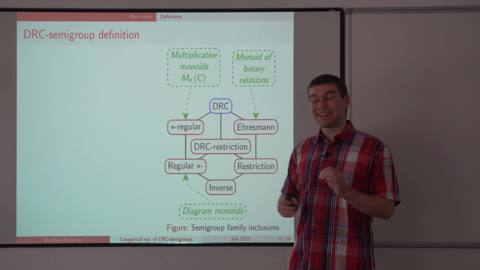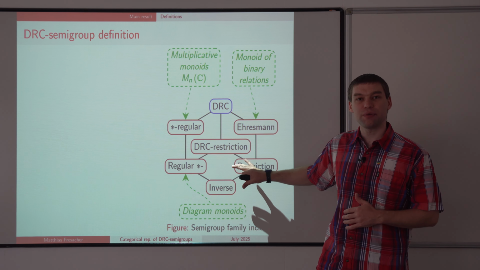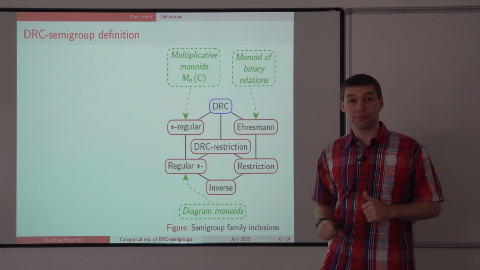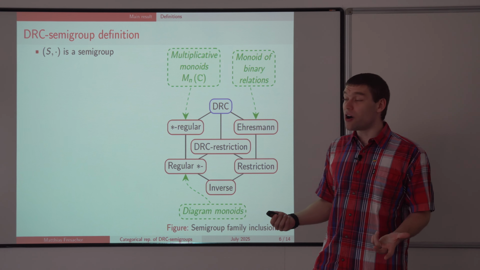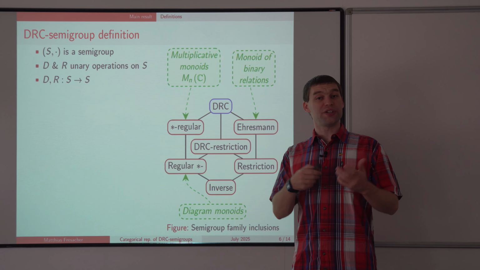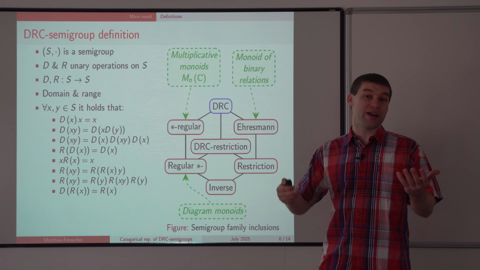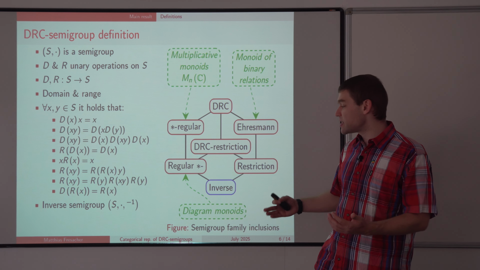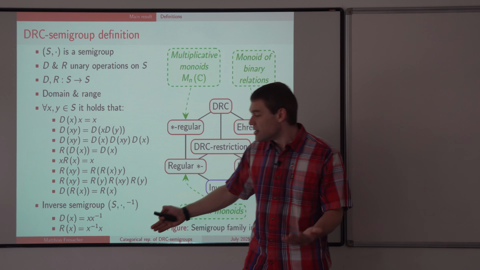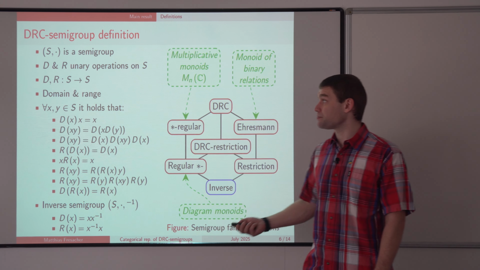And we're going to be looking at DRC semigroups, and to give you some perspective, here are some common semigroup families that are contained within DRC, as well as some examples you might be familiar with. So obviously a DRC semigroup is a semigroup, and we have two unary operations D and R, which we call the domain and range. These satisfy some axioms. And to give you a bit of a sense of what they are, if we think of an inverse semigroup in the DRC sense, then our D and R maps are given as follows via the inverse.